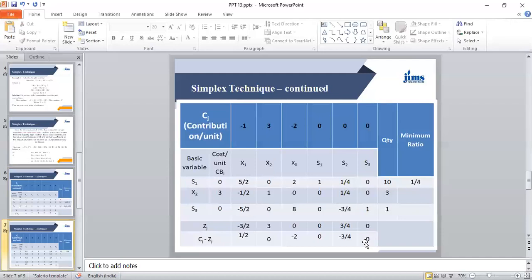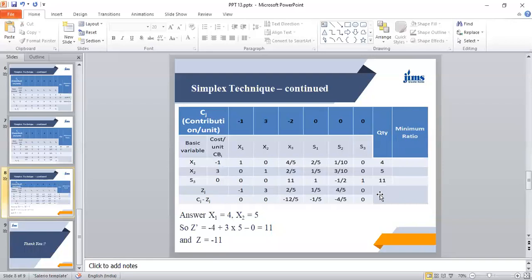So we see that again all the numbers are negative or 0 except in the first column, x1, where it is 1 by 2. So there is only one positive number here, and in the key column the positive value is 5 by 2. So we divide 10 by 5 by 2, which is 10 into 2 by 5. This becomes 4.